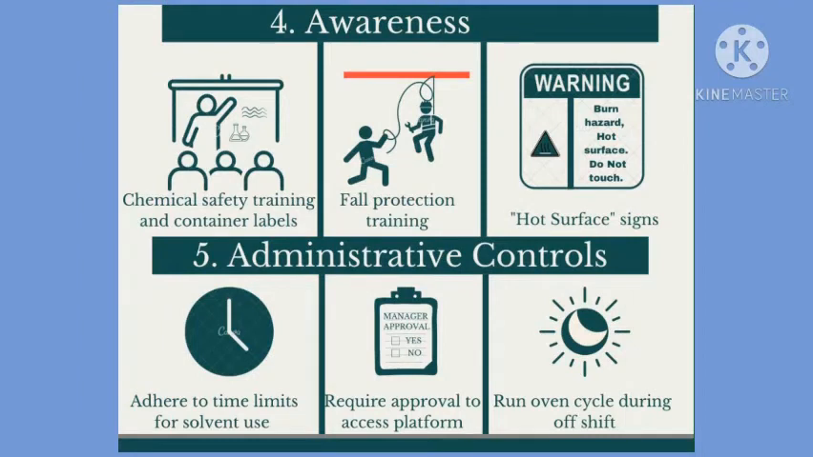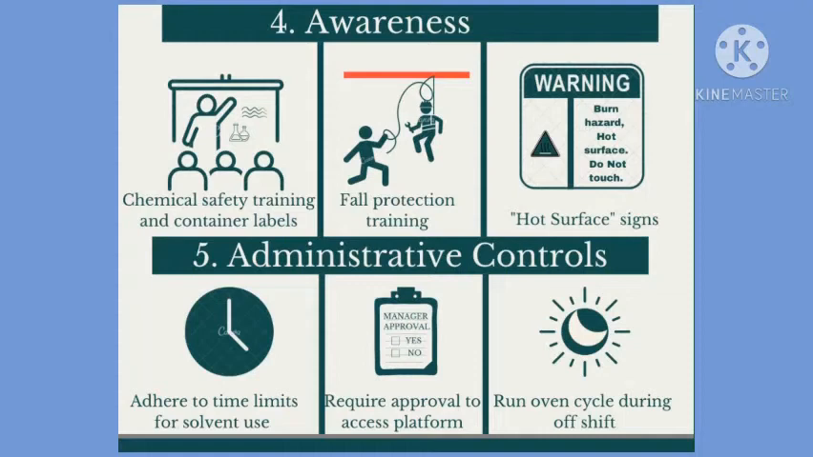Number 4, awareness. It is the raising of understanding within the workplace of what risks exist, their potential impacts, and how they are managed. Provide information to help workers understand the risks and act safely. For example, chemical safety training and container labels, fall protection training, and hot surface signs.